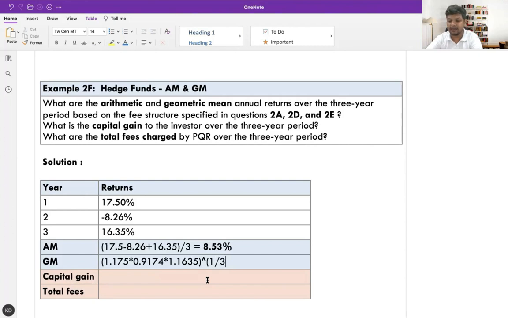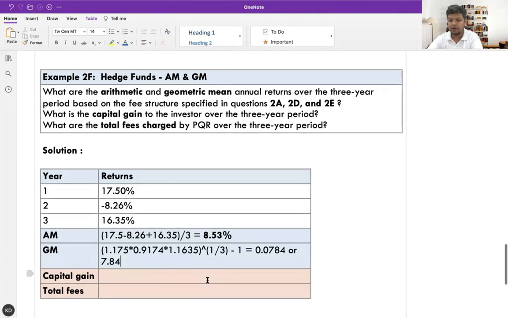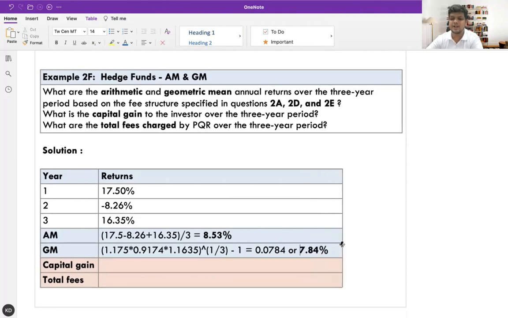So raised to 1 divided by 3. So you do raise to 3 and then press 1 by X. And then press equal to. Correct. Whatever answer you get, subtract 1 from it, you'll get this 7.84. Let me know if you don't get the calculation. First of all, you will calculate this entire part. Then you press Y to the x, inverse the 3, and then press equal to, then press minus 1, you will get 7.84. Clear? Yes.